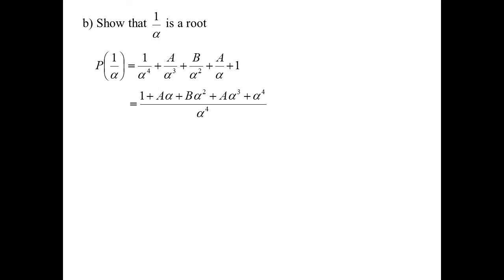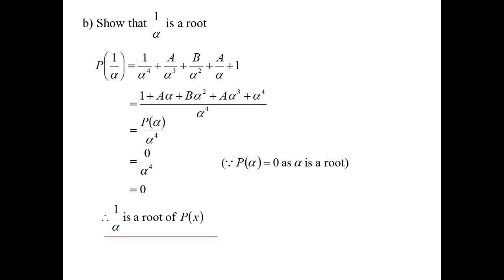Okay. Again, let's use the factor theorem. Sub in 1 on alpha. I want to show this is equal to 0. Let's do an algebraic fraction on it. The numerator now is 1 plus a alpha plus b alpha squared plus a alpha cubed plus alpha to the power of 4. Hang on, that's polynomial alpha. But we said alpha was a root. Therefore, polynomial alpha is 0. So polynomial 1 on alpha is also 0. So if alpha is a root, 1 on alpha will also be a root. So that's what we've just determined.